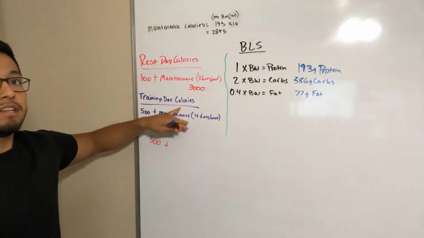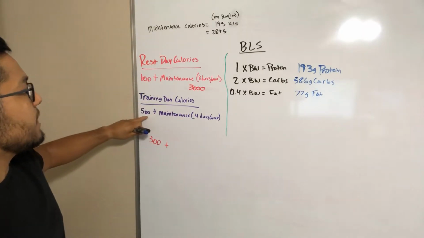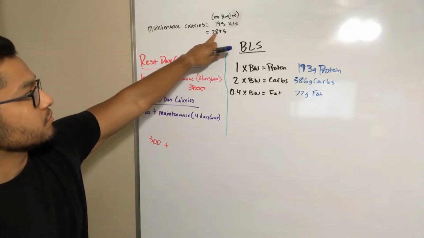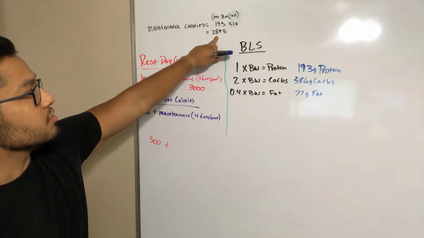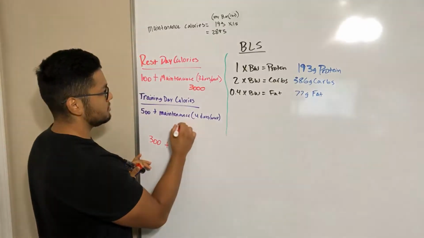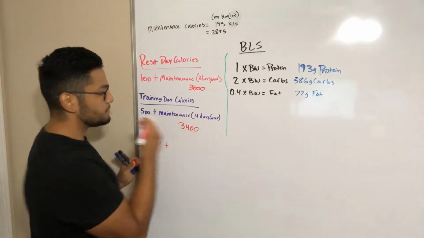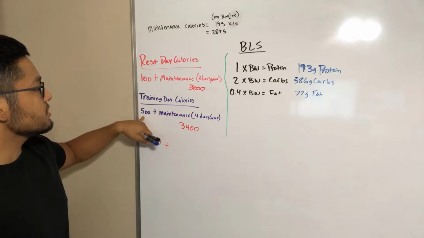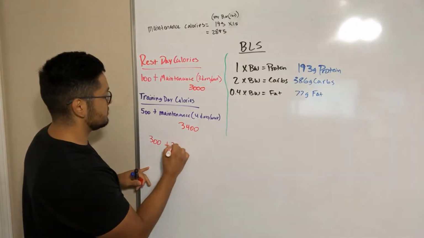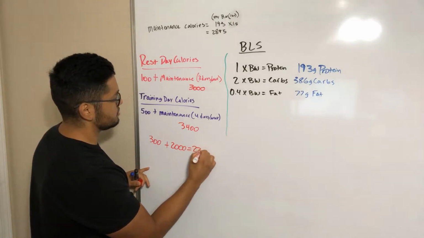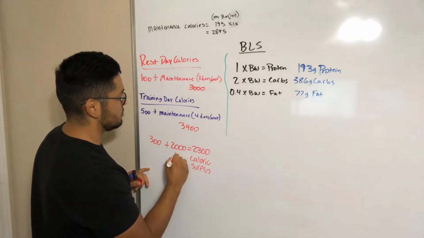Then on training days, what I'm going to do is 500 over maintenance calories, which would be 2,900 plus 500 is 3,400. And so if we do 4 times 500, that's 2,000, which equals 2,300 weekly.